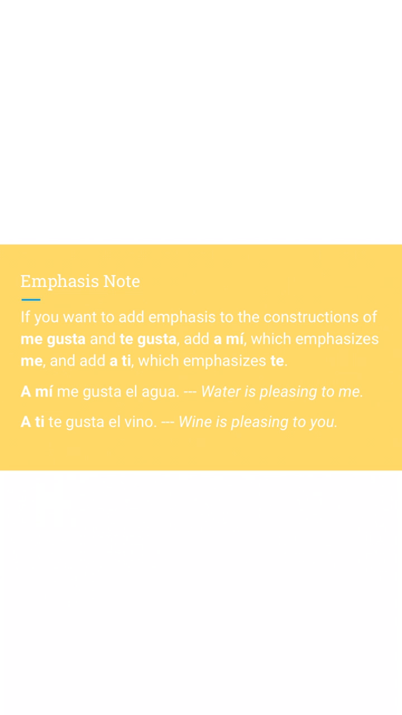All right, and then one final little emphasis note here. We did touch base on this in the last video, but if you want to add emphasis to the construction of either me gusta or te gusta, you are going to add either a mí, which emphasizes the me portion, or a ti, which emphasizes the te portion, right? So just like we've seen in our previous ficha, we have a mí, and then we have me gusta el agua. So this little prepositional phrase here is really just stressing water is pleasing to me, right?